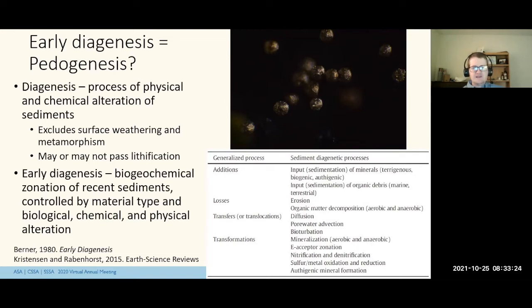And you can see the table here. We've got sort of the generalized processes of soil formation: additions, losses, transfers, and transformations, and then some corresponding sediment diagenetic or early diagenetic processes, right? And so we just talk about additions. Really, that's inputs of minerals and inputs of organic debris, is how the marine scientists think about that. Well, those are the same thing, right? It's just slightly different ways of saying the same thing.